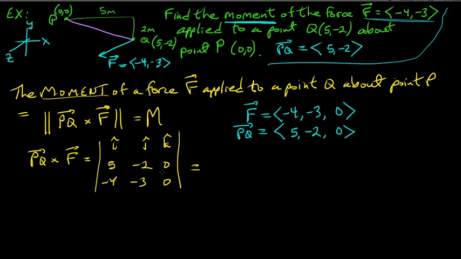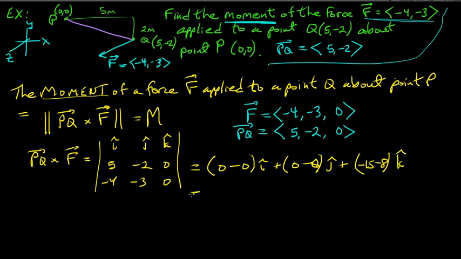Zero. So, yep, for the i vector, you get negative 2 times 0 plus minus 0 times negative 3, so minus 0. And then for the j component, we get 0 minus 0. And then for the k component, we get negative 15 minus 8. So that's just going to be 0i plus 0j minus 23k, which you don't need the zeros here. This is just the vector negative 23 times k.